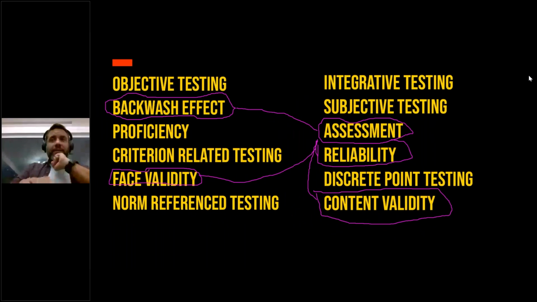Let me tell you a little bit about them, okay? Let's start with validity. In the theory behind assessment, a test is valid when it tests what it's supposed to test. What does that mean? For example, if you have a course that focuses on speaking, on conversation, fluency, and you give students a grammar test at the end of the course, this test is not valid because you are supposed to assess what the course wants to achieve.